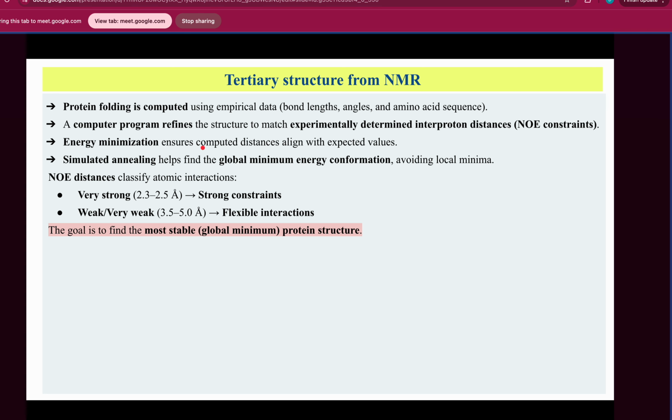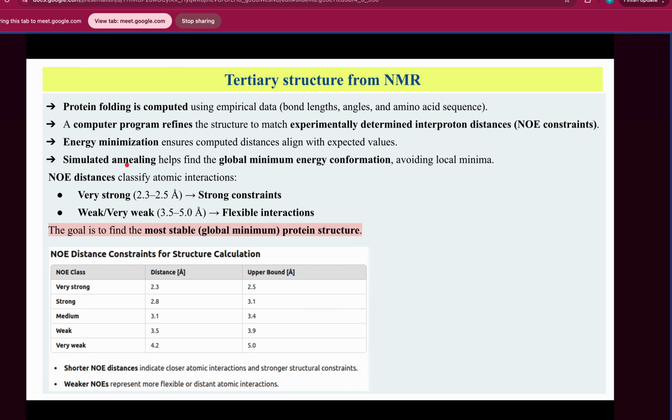Energy minimization is performed, which ensures that the computed distance aligns with the expected values. For that, we perform simulated annealing. In simulated annealing, we search for the global minima by supplying some external energy so that our protein structure, which we have got after experimental analysis, is in the global minima state.